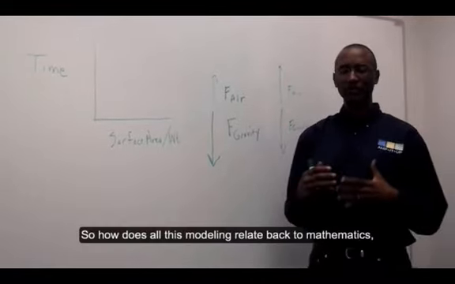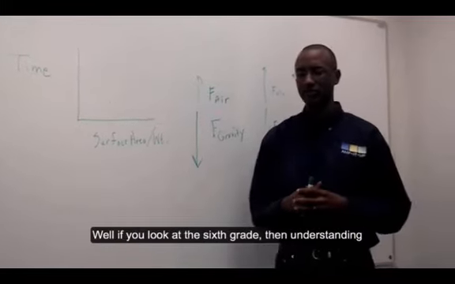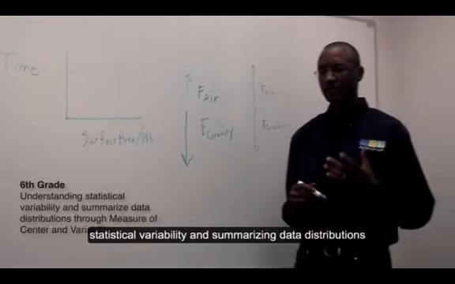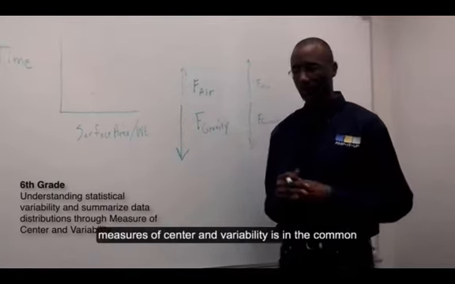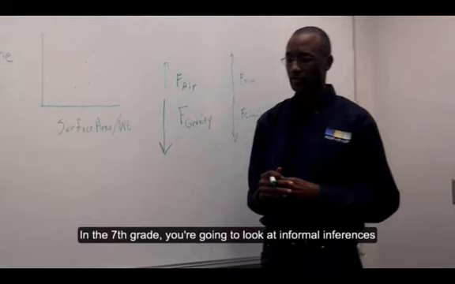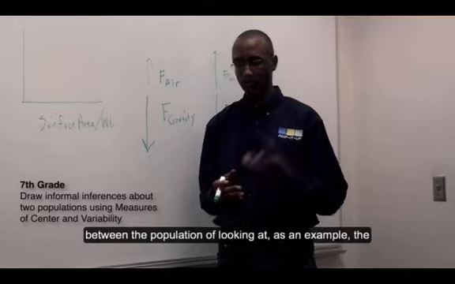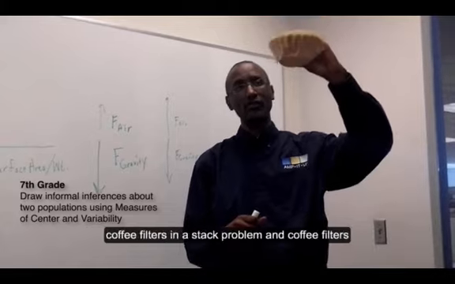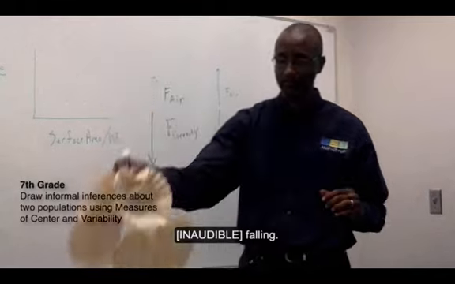So how does all this modeling relate back to the mathematics Common Core Georgia Performance Standards? Well, if you look at the 6th grade, then understanding statistical variability and summarizing data distributions through measures of center and variability is in the Common Core GPS for Georgia. In the 7th grade, you can look at informal inferences between populations, looking at, as an example, the coffee filters in a stack flowing and coffee filters spread out flowing.